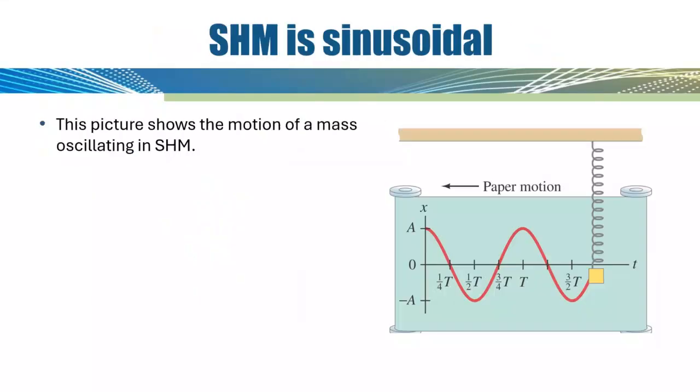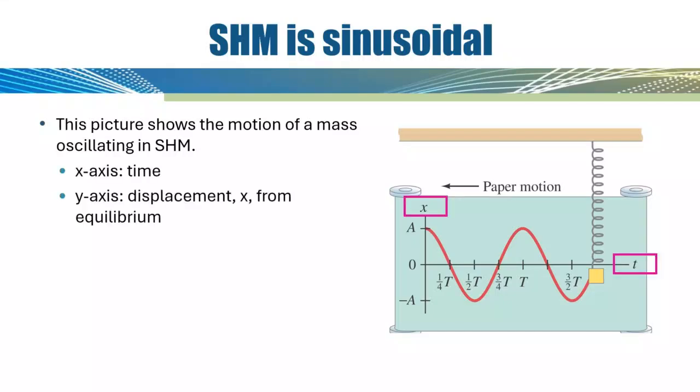This graph shows a mass on a spring oscillating up and down. Pretend that we taped a magic marker to the mass, and then someone started pulling a roll of paper across the room. As the mass oscillates, the magic marker would show the sinusoidal path of the block's motion. The x-axis on this graph shows time, and the y-axis shows displacement x from equilibrium. And yes, it can be a little bit confusing that we're graphing x on the y-axis.